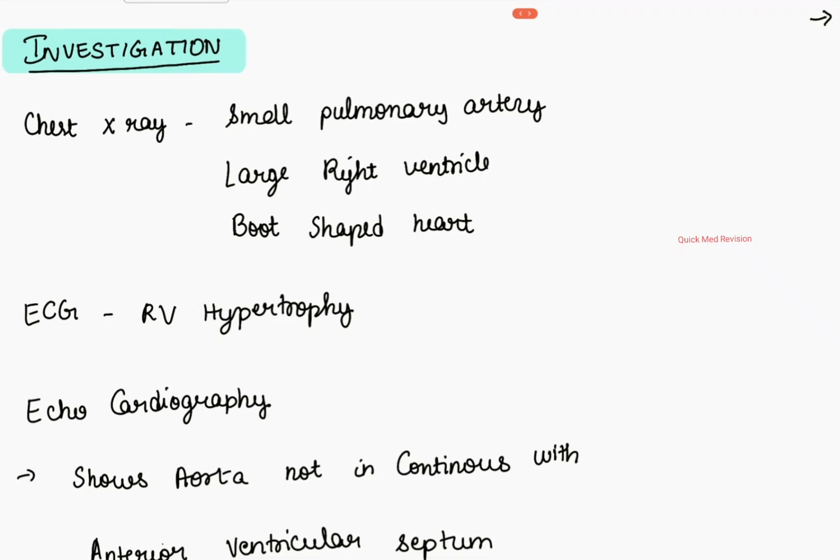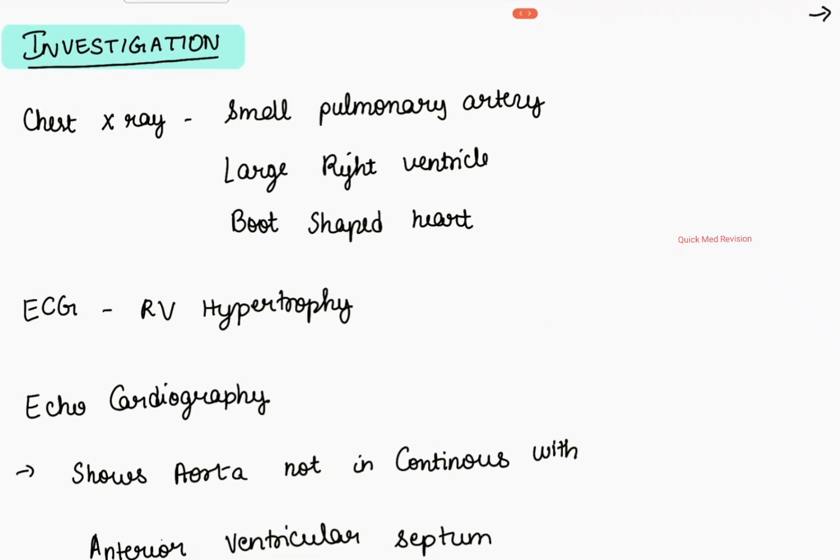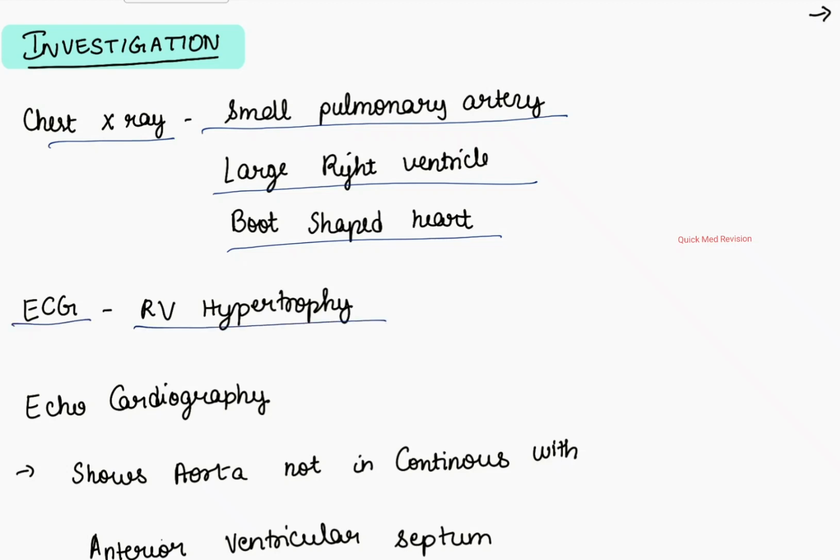Next, investigations. Under investigations, we have chest X-ray. On chest X-ray, we see a small pulmonary artery, large right ventricle, and boot-shaped heart, as described in a previous section. Then we have ECG, wherein we can see the features of right ventricular hypertrophy. Then finally we do echocardiography. Echocardiography shows the aorta not in continuity with the anterior ventricular septum.